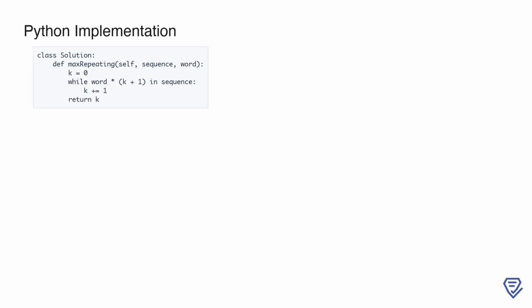This approach avoids unnecessary computations by directly checking for the existence of repeated substrings, making it efficient and straightforward. The function handles edge cases such as when sequence or word is empty, or when word is longer than sequence, returning the correct result of 0 in these cases. The algorithm runs efficiently for typical input sizes, as Python's string operations are optimized for performance.